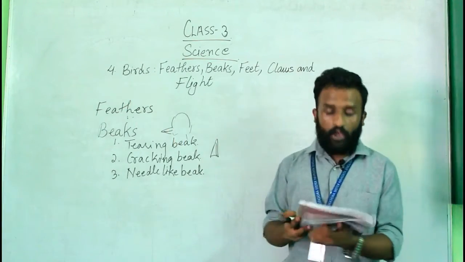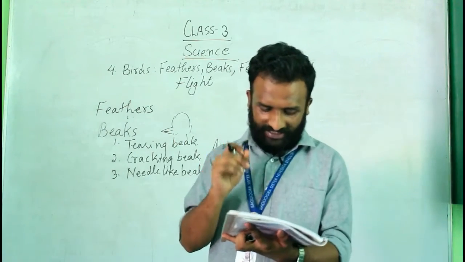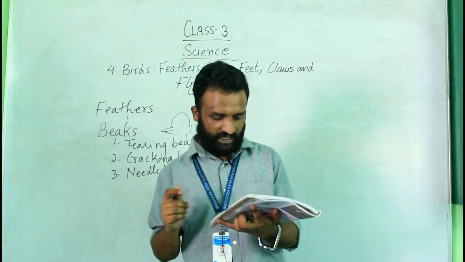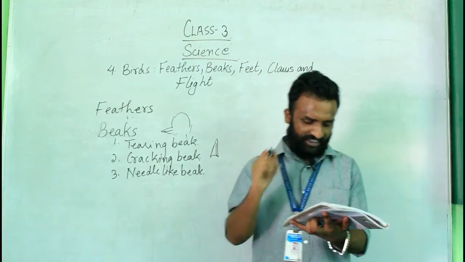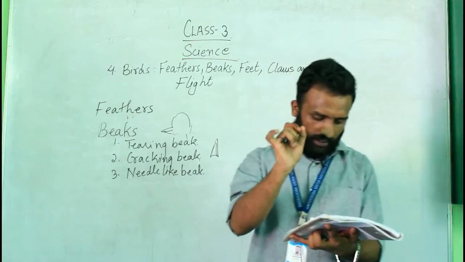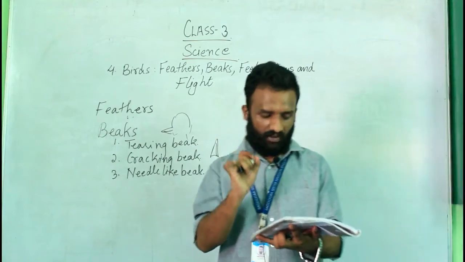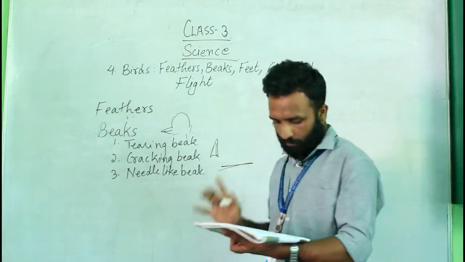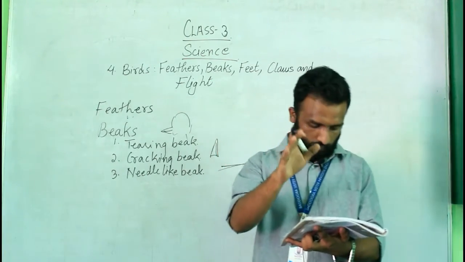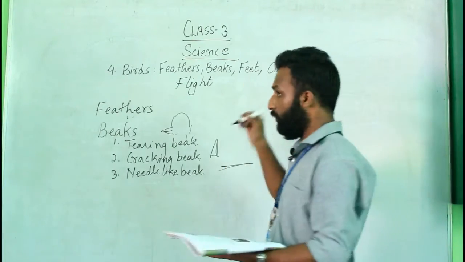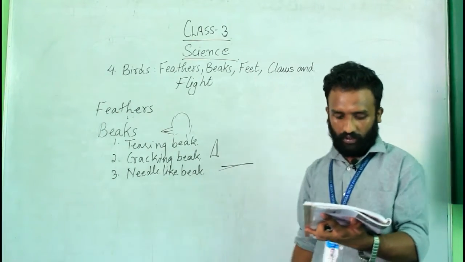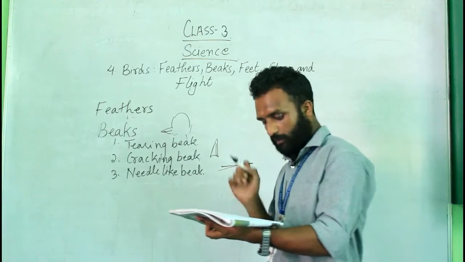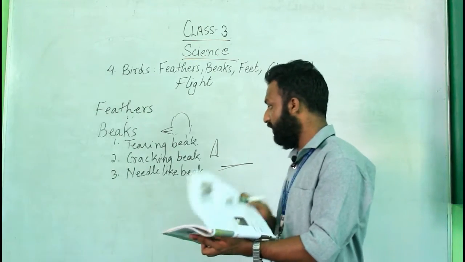Hummingbirds have long needle-like beaks. They use them to probe deep into flowers to get the nectar that they drink. Another type of beak is the needle-like beak.